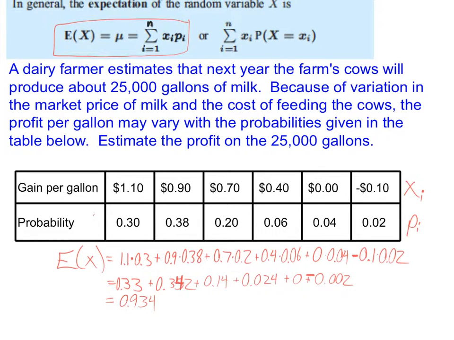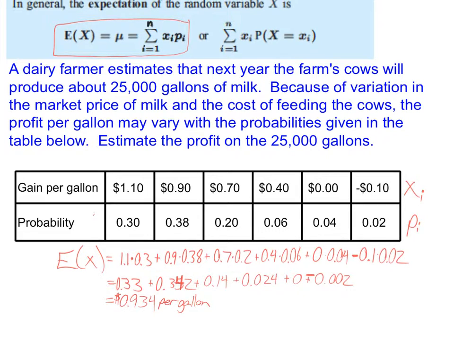Okay? So that's great. We got a nice number there. What does that mean? That's the profit you can expect per gallon. There we go. Okay. That's our expected profit per gallon. Okay? Our expected profit per gallon.